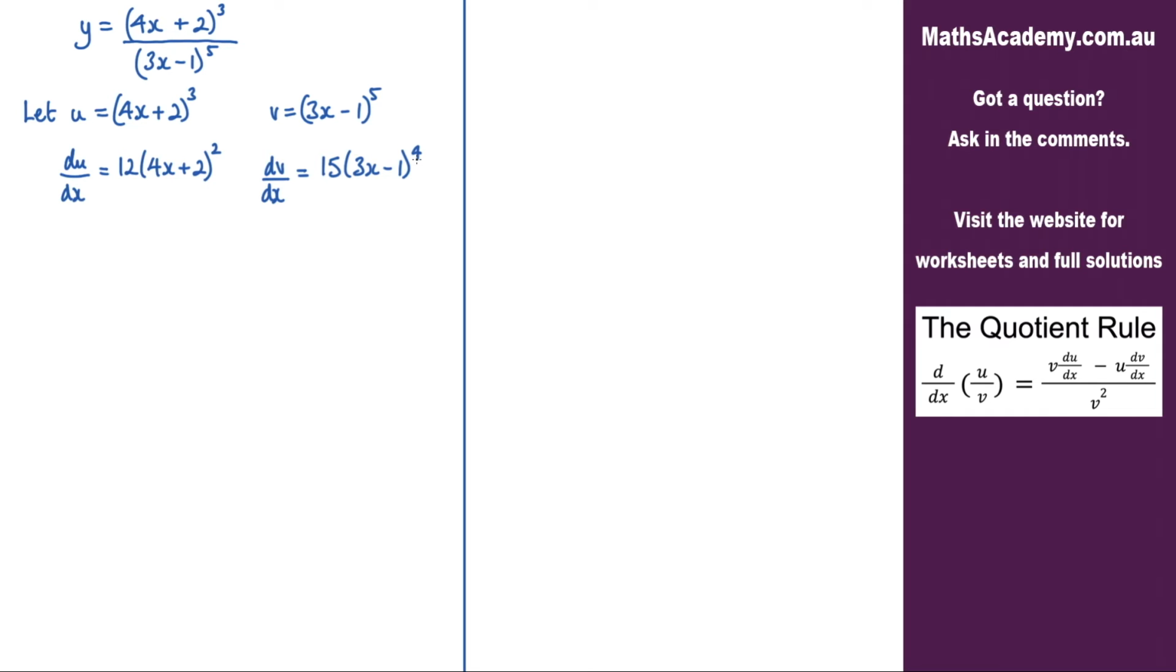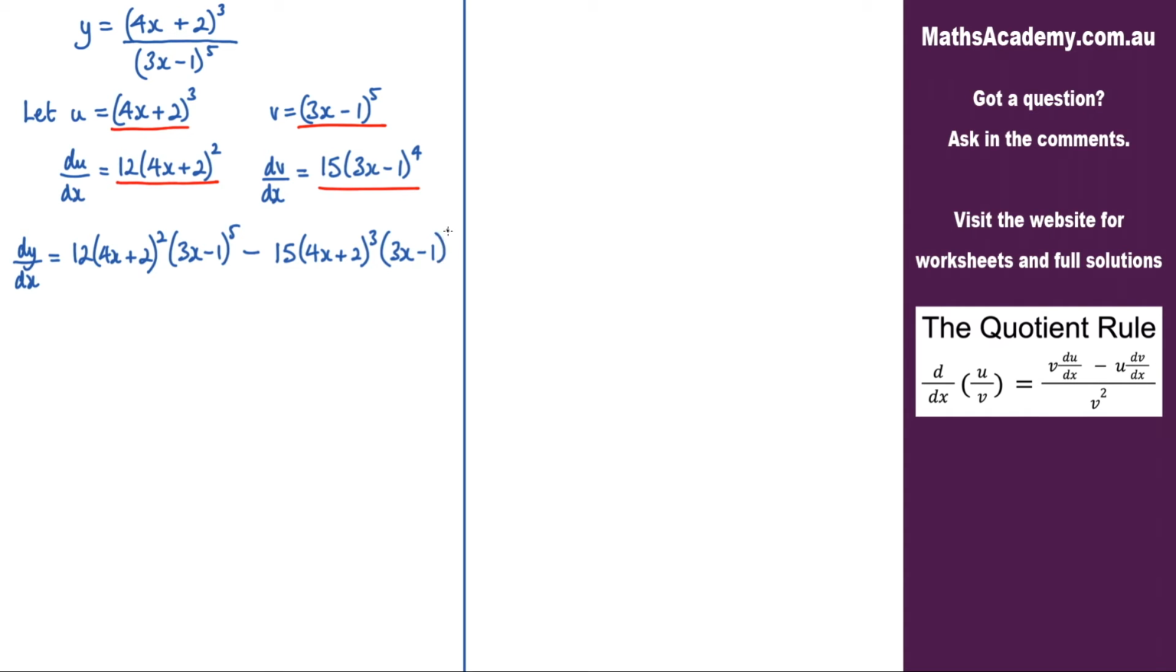So we can now go ahead and use the quotient rule to find dy/dx. So dy/dx is equal to v du/dx, so 12(4x + 2) squared multiplied by (3x - 1) to the power of 5, and then we subtract u dv/dx. So we've got 15(4x + 2) cubed times (3x - 1) to the power of 4, and all of that is over v squared. Now v is (3x - 1) to the power of 5, and that is all squared.